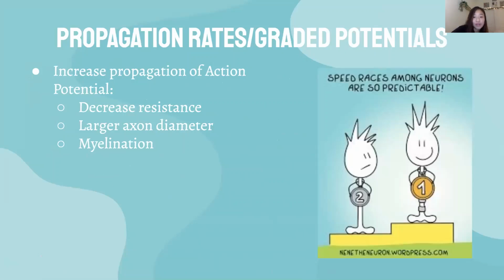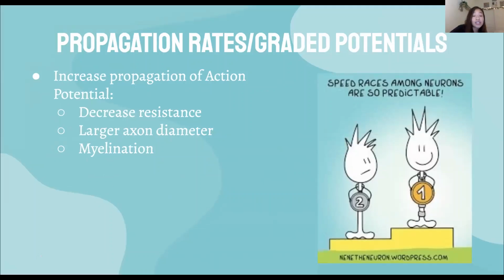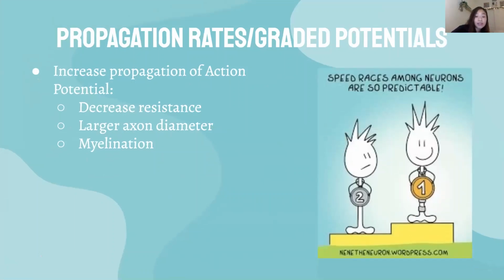All right, let's move on to propagation rates. So these are just factors that can increase the rate of action potential, such as resistance, the diameter of the axon, and myelination. So a larger diameter leads to less resistance in the axon, and myelination is just insulation, which makes less leakage of current flow.